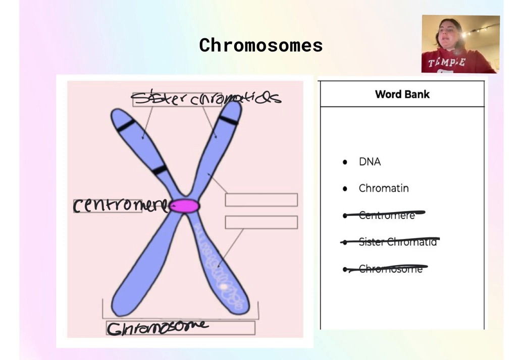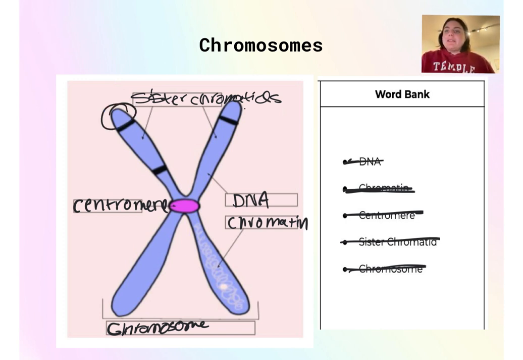Okay, that's our centromere. And then there's a little bit of a difference between DNA and chromatin. They're basically the same thing, just structurally different. The chromatin is my unwound, messy DNA. Then once it winds itself up into the structure of a chromosome, it becomes DNA. So chromatin is messy, DNA is not. The last thing we're going to add here is called a telomere.